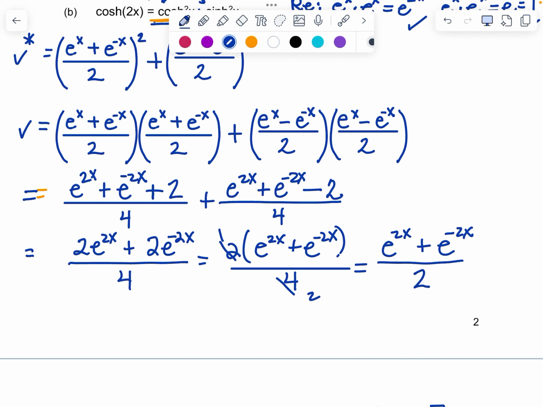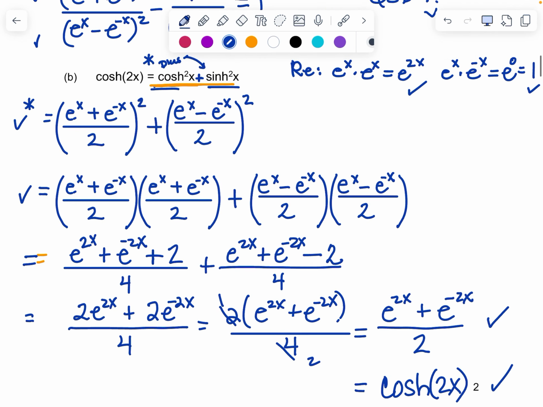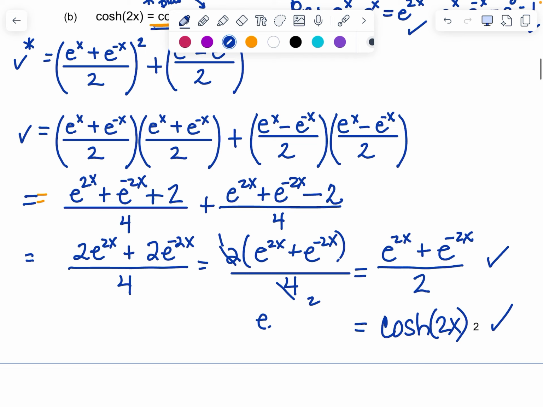It looks very much like the hyperbolic cosine, but it's the hyperbolic cosine of not x, but 2x. So there we have it. That is what we wanted to prove, okay? So e to the 2x plus e to the negative 2x over 2 is then equal to cosh of 2x. Boom, you're done, okay? So that one's done.